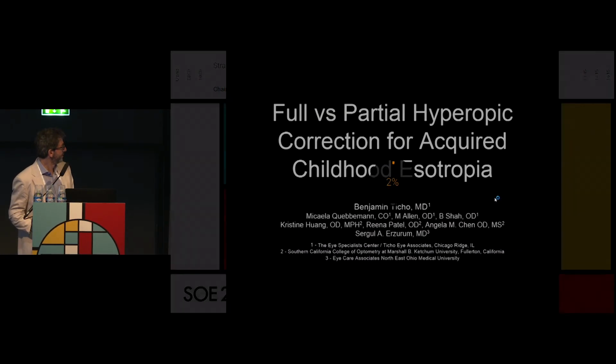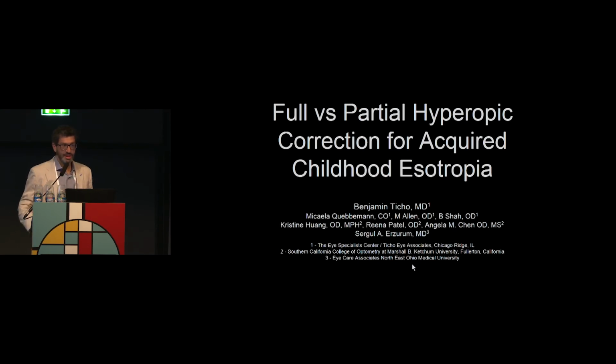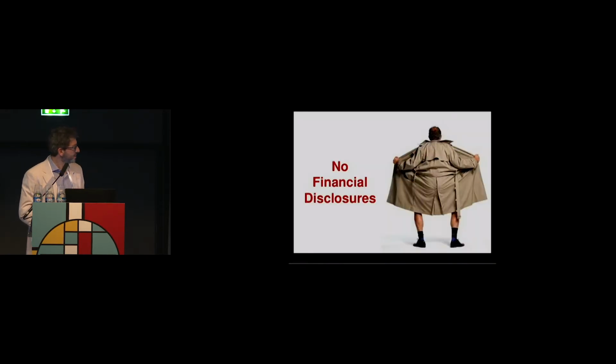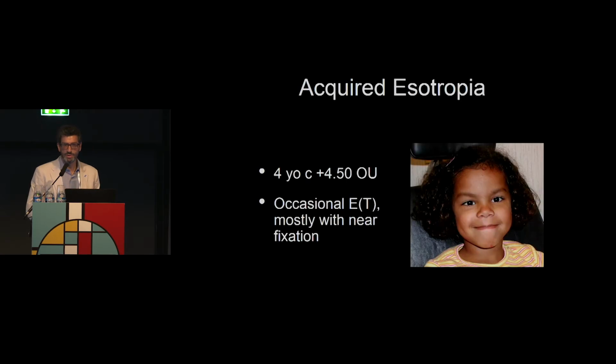And so I'm going to talk about something that pediatric ophthalmologists deal with all the time. And contrary to some of these more rare conditions that have had prospective randomized studies, this is something that we haven't had the prospective RCT that you would expect. So here's a typical patient. We see this every day in the clinic. Patient 4 years old with a moderate hyperopia who has now developed intermittent esotropia, particularly with near fixation.